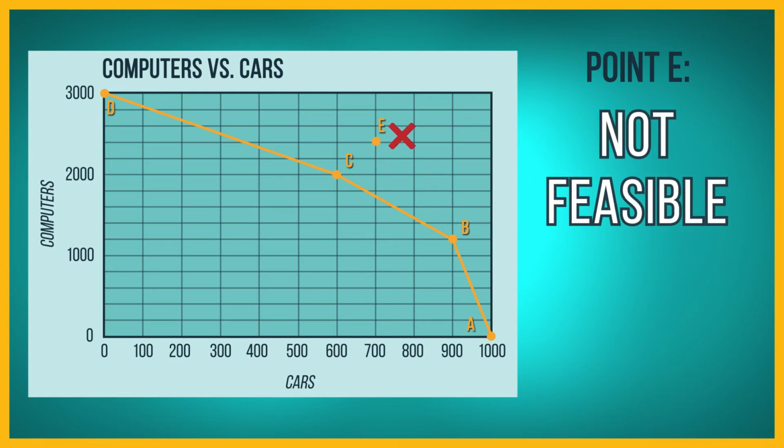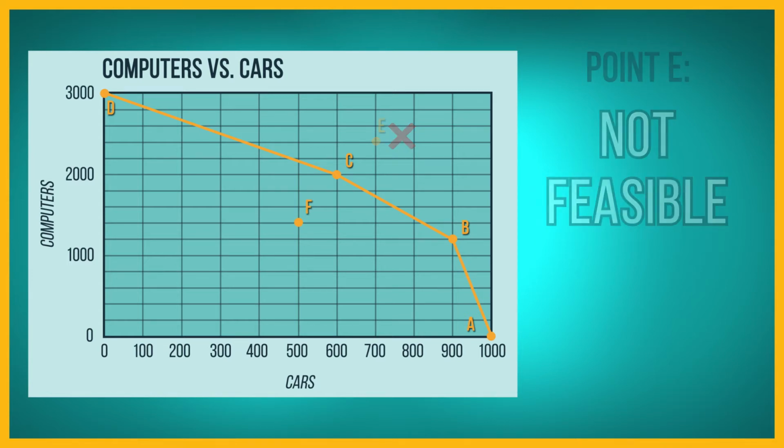The production possibility frontier shows that the economy can produce more than 2,000 computers only if it produces less than 600 cars, and that the economy can produce more than 600 cars only if it produces less than 2,000 computers.